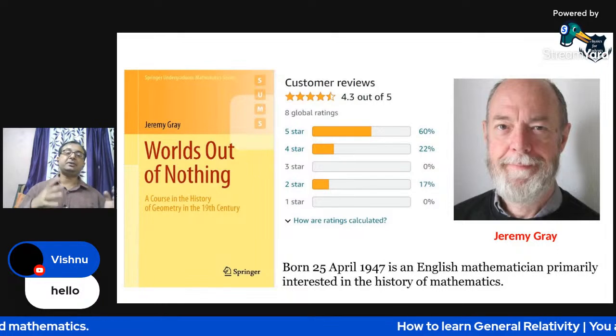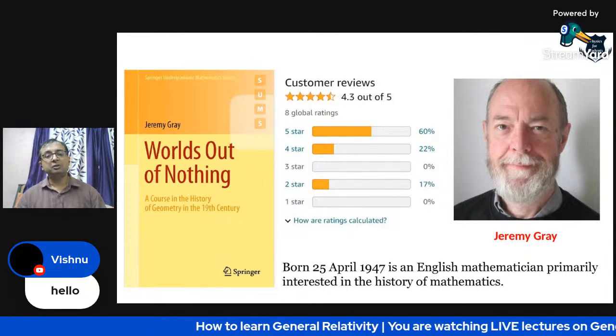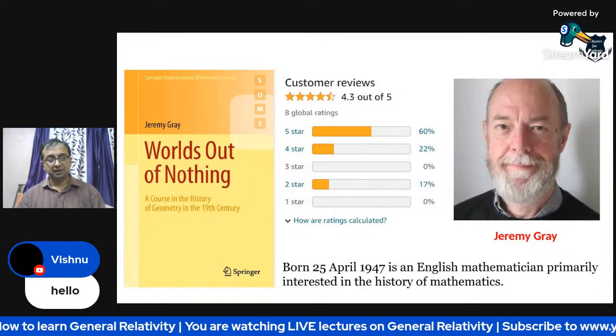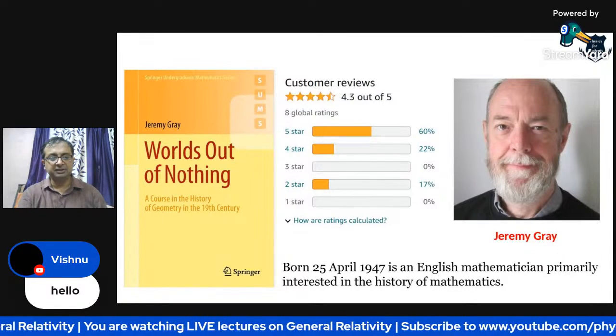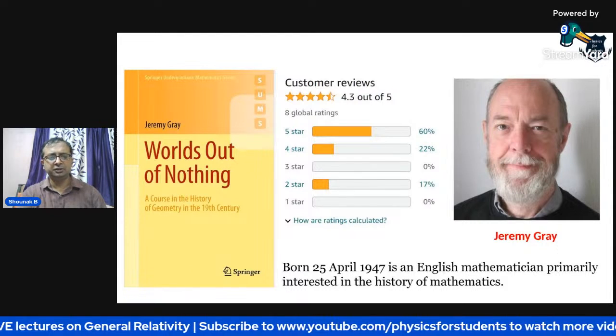This is called Worlds Out of Nothing, and this is also a wonderful book. This is by Jeremy Gray. Now remember, Jeremy Gray, if you watch his BBC interviews, etc., is known to be a professor of, I would say, history of mathematics. Long back, I was born in 1947. So I mean to say he has terrific books on the history of mathematics.